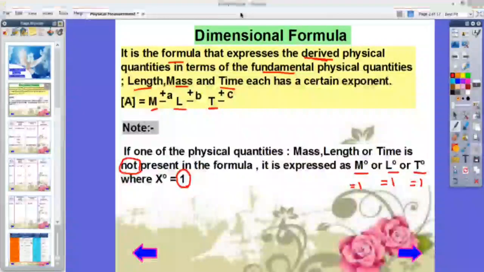Okay, now please focus with me. I will explain different dimensional formulas for different physical quantities. Firstly, we'll talk about the area. What is the meaning of area? Area is denoted by A capital. There is a difference between A capital and A small: of course, A capital is area, A small is acceleration.